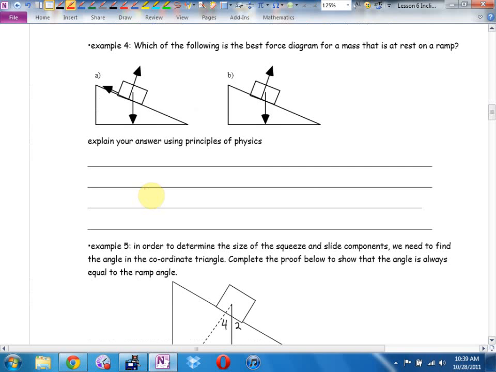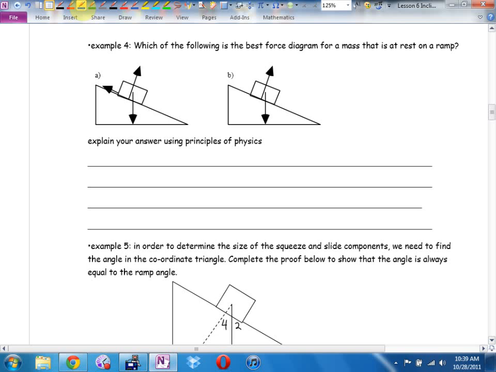Which of the following is the best force diagram for a mass that is at rest on a ramp? Well, what are the forces acting on this mass? Get the obvious ones. Gravity. Does that help at all? No, they both have gravity. They both have normal force. A or B? Why A?